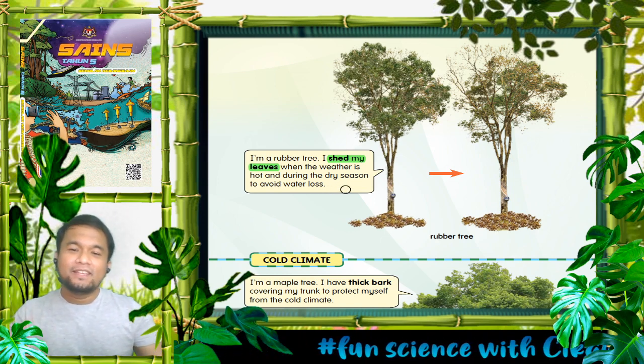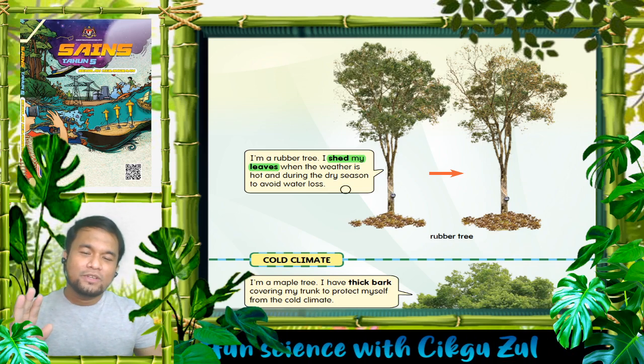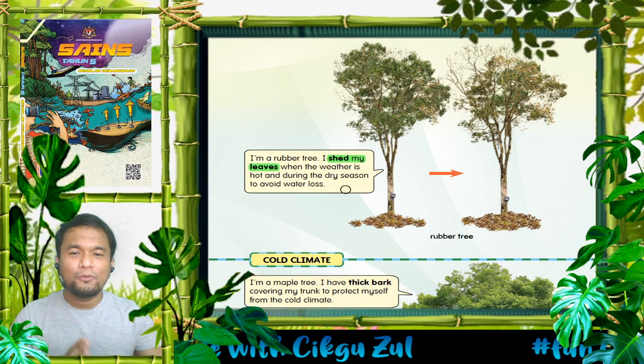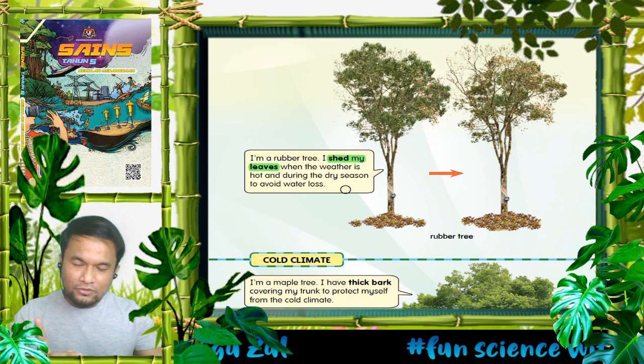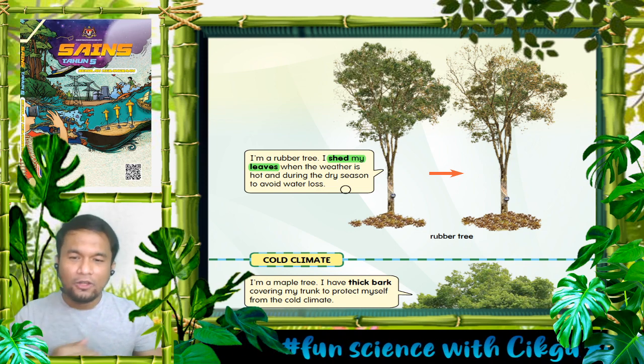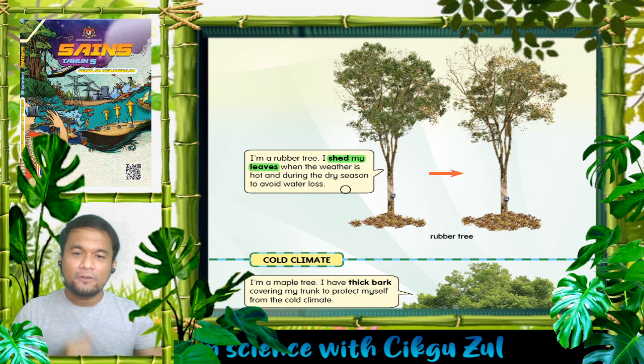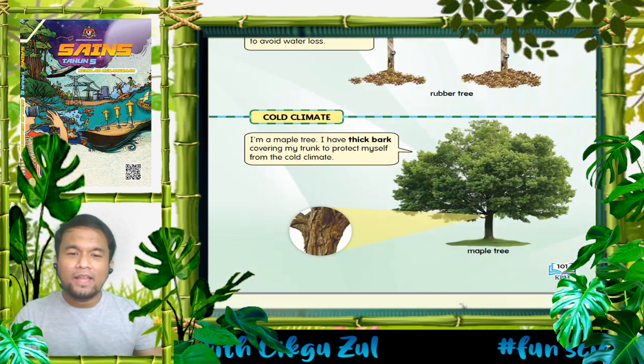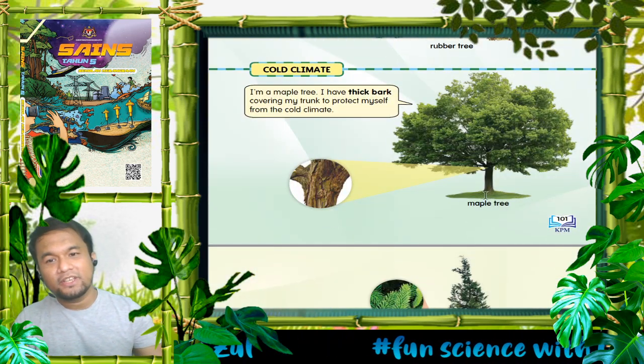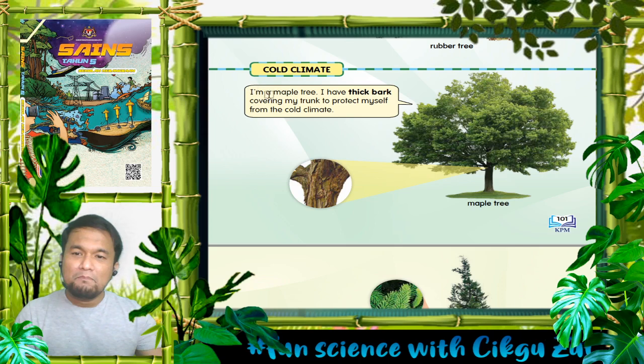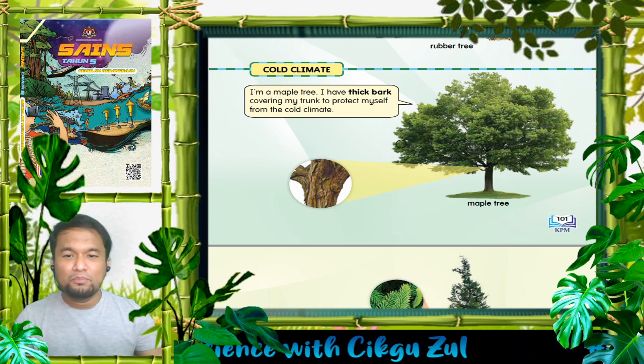Okay, that is all for our discussion about how plants in strong wind region and the hot climate region survive. What about the plant in cold climate region? Okay, here, I am a maple tree, pokok maple.